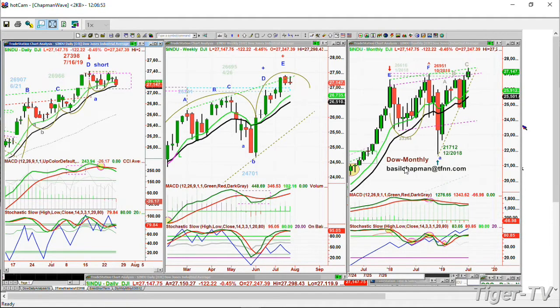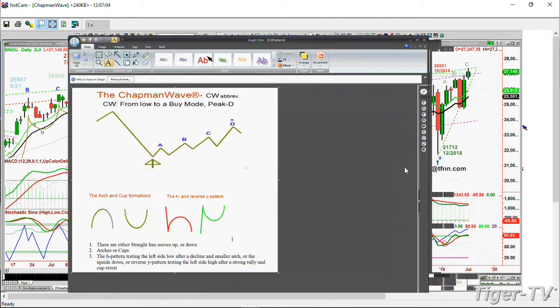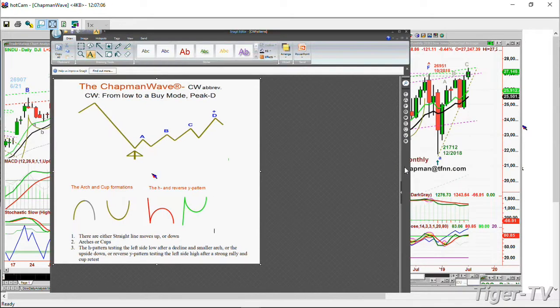I didn't discuss that. Let me just do this quickly. I know that we're always having new listeners. Let me just see if I can find it. Yep, that's it. In the Chapman wave methodology, there are only three patterns: straight up, straight down, the arch formation, and the cup formation. You can get a combination which looks like a lowercase h, straight line, arch, because if it takes out the left side low, that's a real problem.